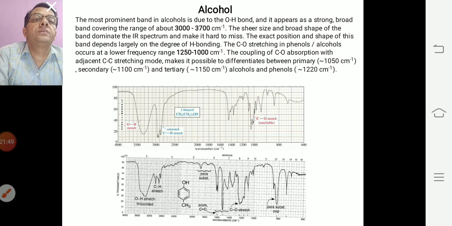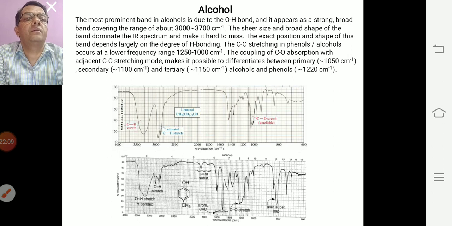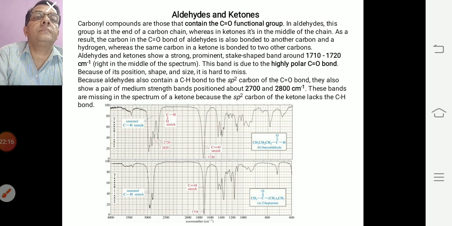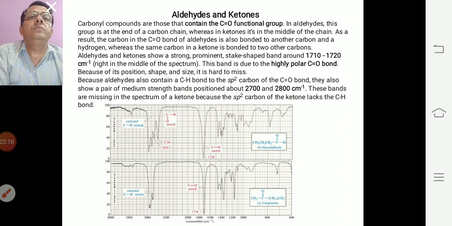And here are two spectra, one for alcohol and the other for phenol. Here the OH is observed at around 3000 to 3700 per centimeter, and other absorption ranges likewise. And here is the aldehyde and ketone.